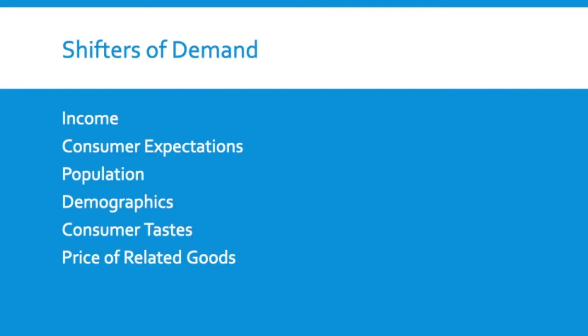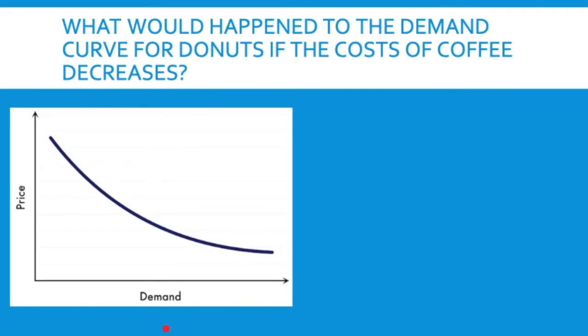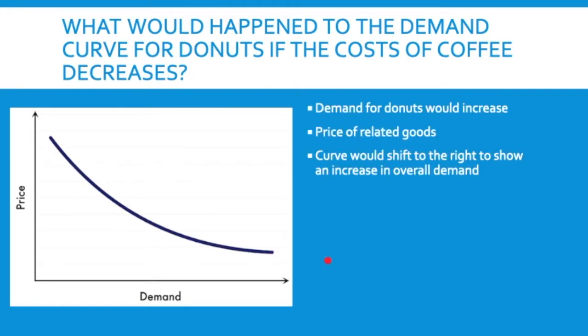So again, here's a summary of the shifters of demand, things that can cause the whole line to move one way or another. We'll look at the last few examples just to illustrate it. What would happen to the demand curve for donuts if the cost of coffee decreases? This is the demand curve for donuts, how many donuts people will buy at different prices. If the cost of coffee were to decrease, I think the demand for donuts would increase.